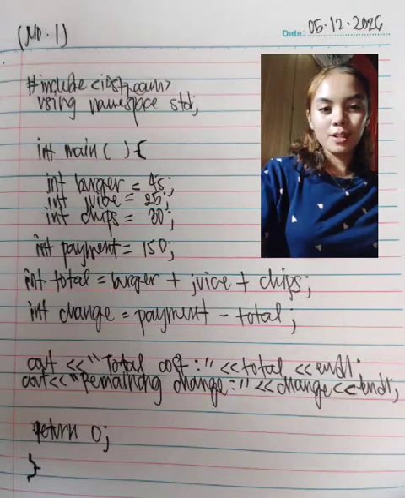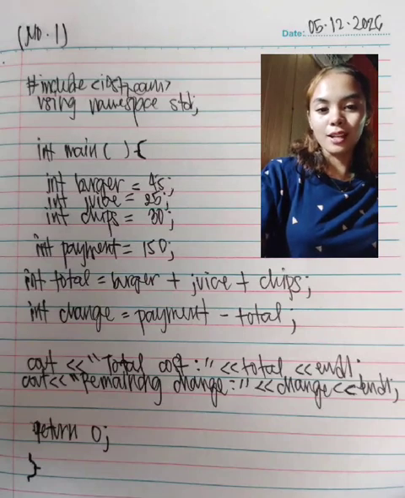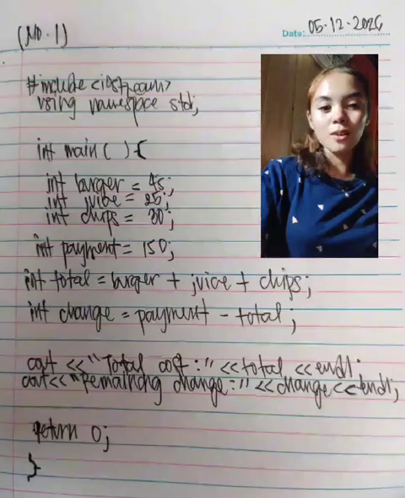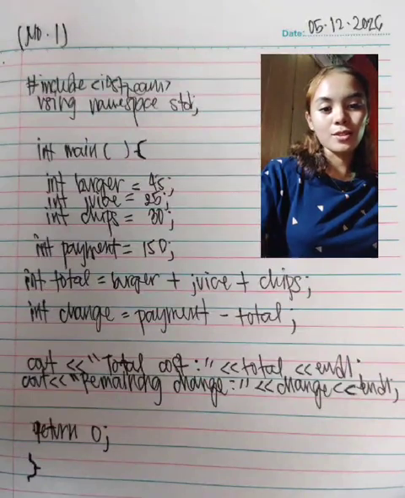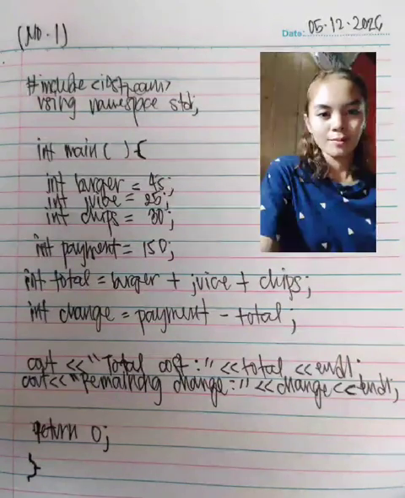Good evening everyone. I will present and explain a simple C++ program that calculates the total cost of food items and computes the change from a given payment. I will break down every line, discuss the program's purpose, explain key points, and show the final result.